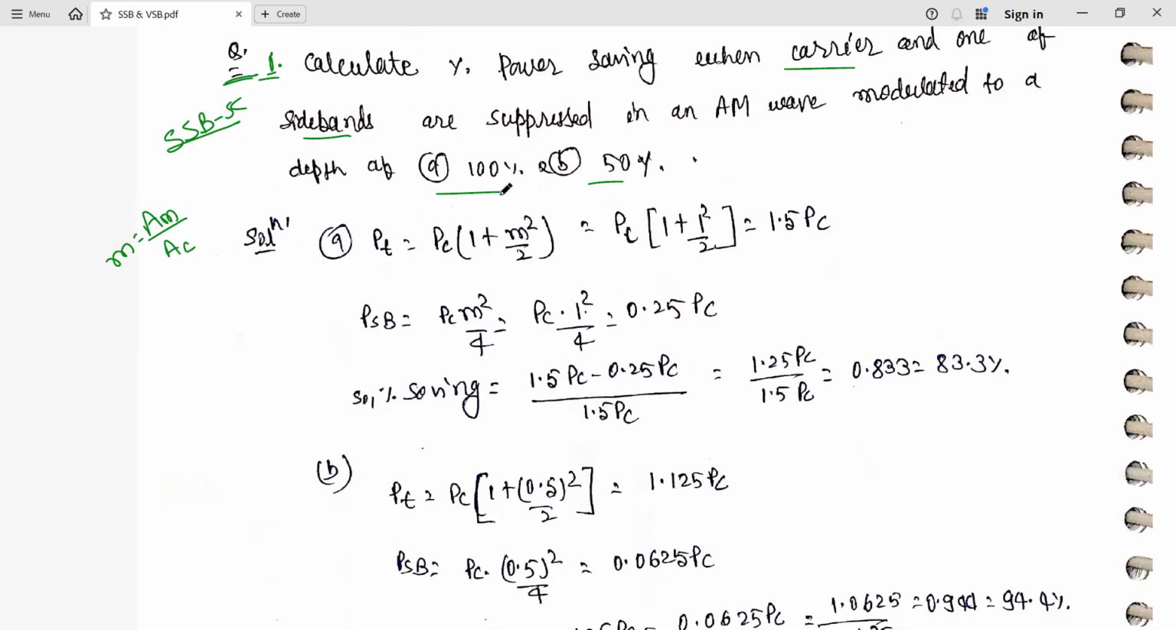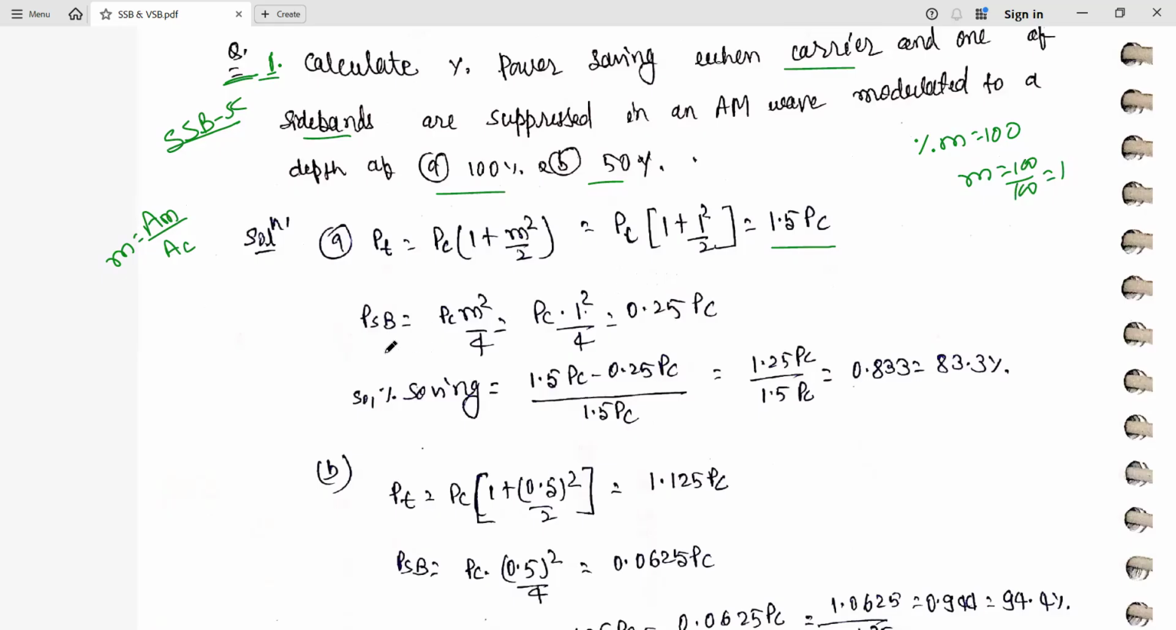So here the modulation percentage is 100. That is a percentage, so the modulation index will be 100 upon 100, which is going to be 1. That's why m is equal to 1 here. Once we substitute this value, we have 1.5 Pc. So this is the power which is being transmitted.